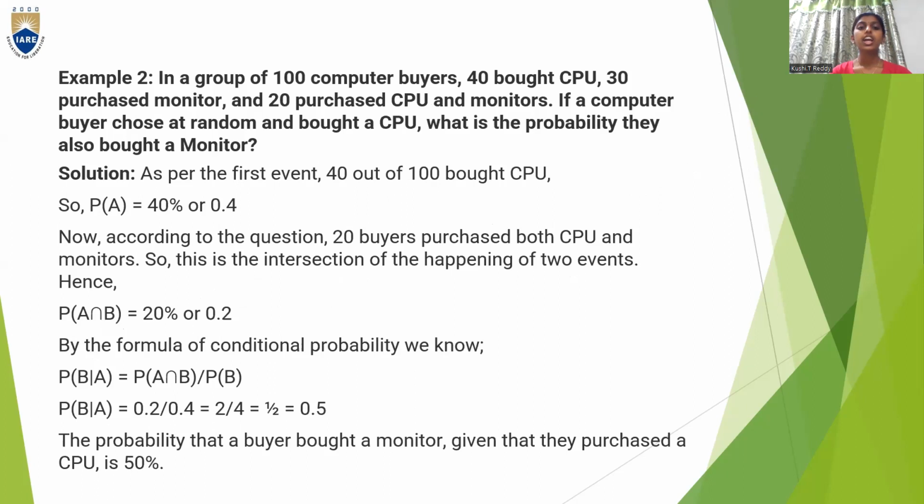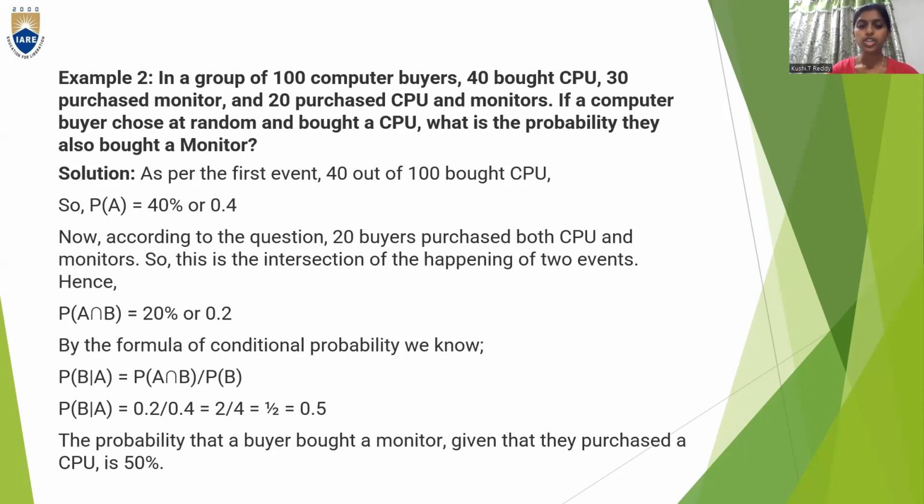Another example: in a group of 100 computer buyers, 40 bought a CPU, 30 purchased a monitor, and 20 purchased both CPU and monitor. If a computer buyer is chosen at random and bought a CPU, what is the probability they also bought a monitor? As per the first event, 40 out of 100 bought a CPU. So P of A is 40 by 100, which is 0.4.